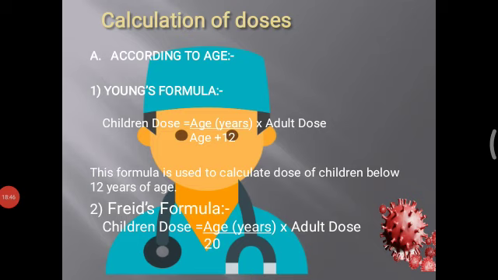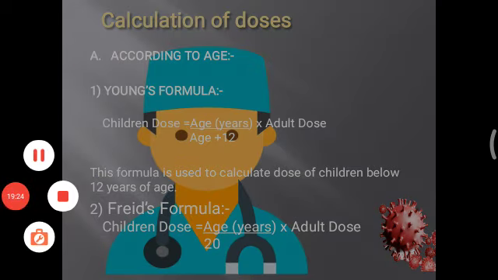Then next point is calculation of dose. Calculation of doses is proportionate to age, body weight and surface area. Under proportionate to age we discuss 3 formulae. After that, proportionate to body weight we discuss Clark's formula, and proportionate to surface area we discuss percentage of adult dose. These are the points.